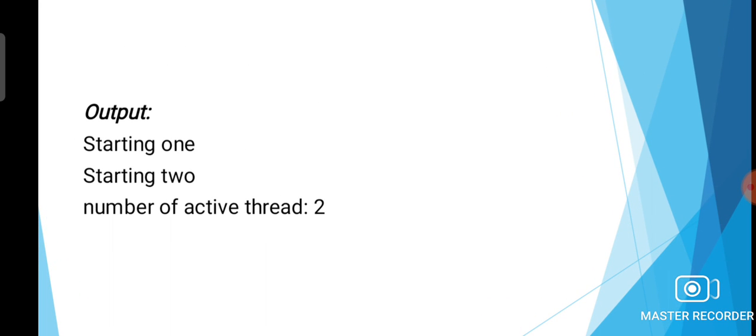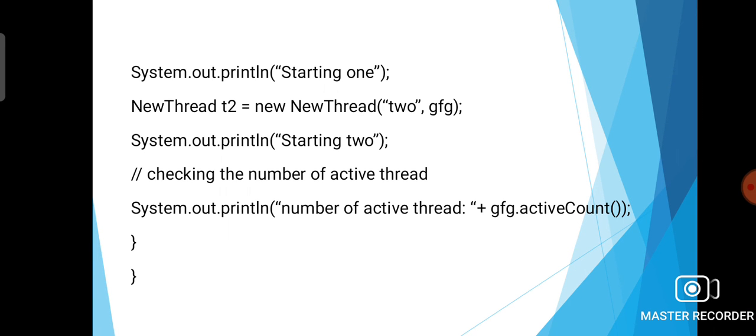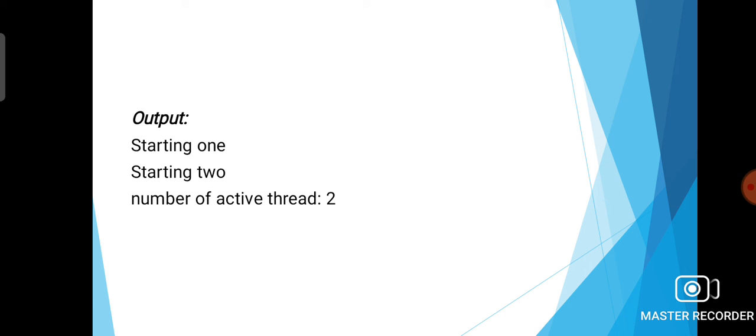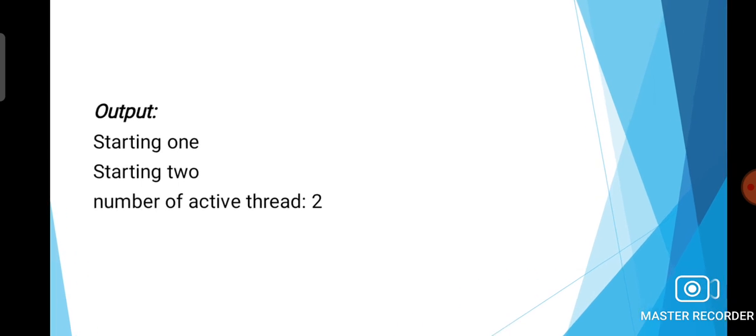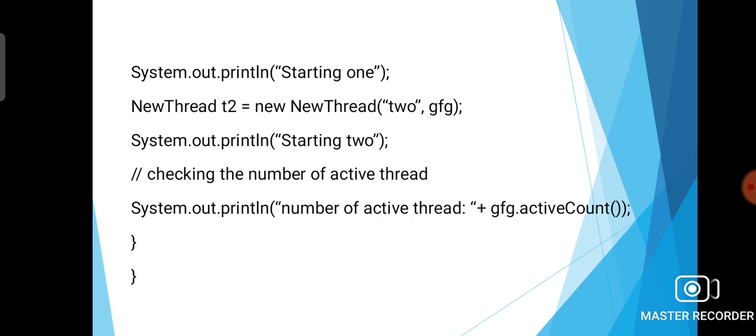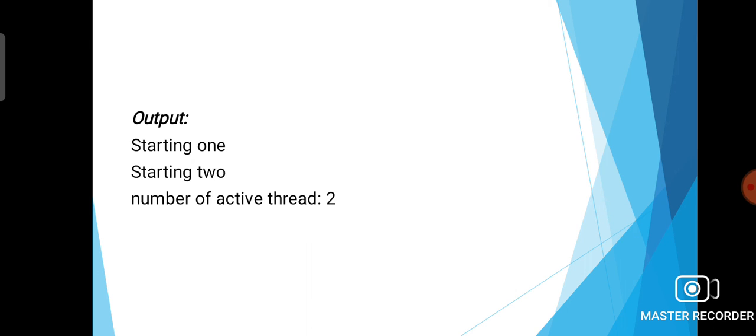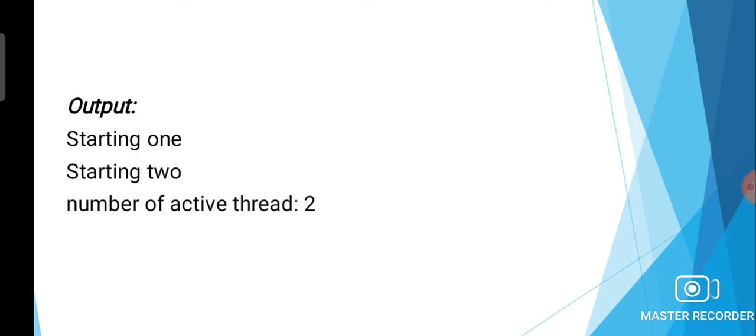So the first statement, "starting one", is the statement provided after the first thread creation, and "starting two" is the statement provided after the second thread creation. Finally, as the result of the activeCount method, we got the value 2. The number of current threads present under the thread group is 2. In this way we can use thread groups to group a number of threads under a single object.